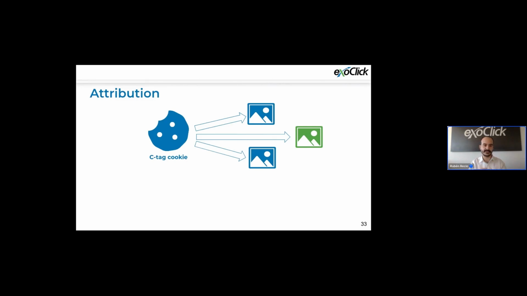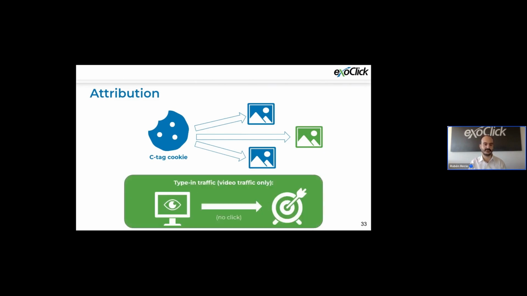There is a specific scenario that will help you understand how pixel tracking works, and that is a video campaign. Video campaigns have an additional advantage, which is type-in traffic. As we said, the CTAG cookie is generated in various environments depending on the ad format. In video, it's generated in the impression. This is what allows us to register type-in traffic.